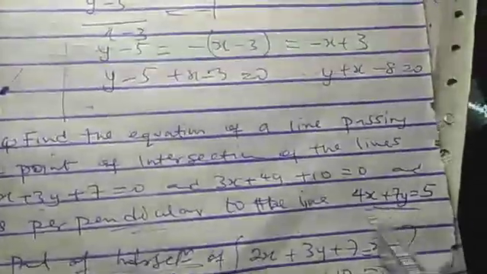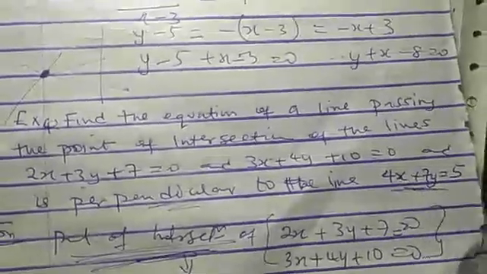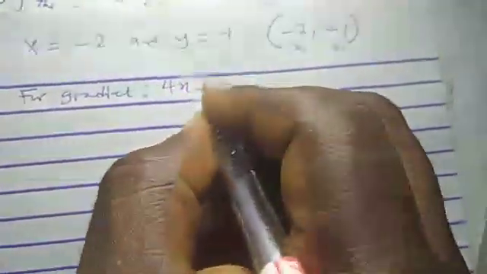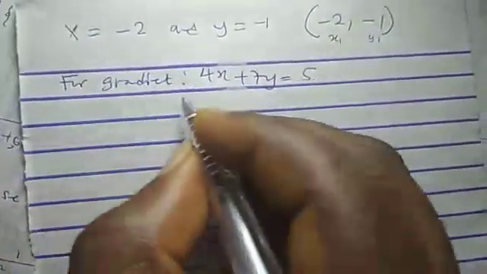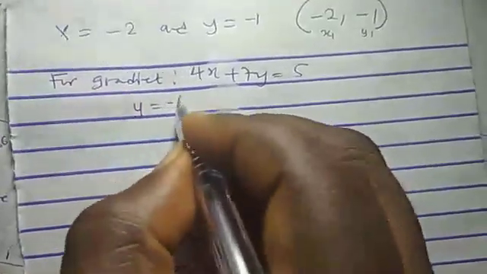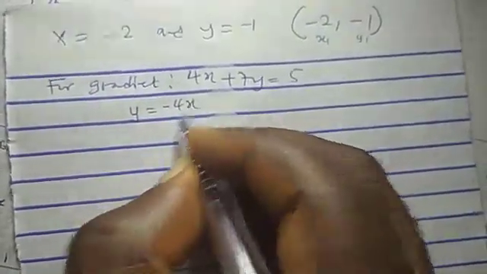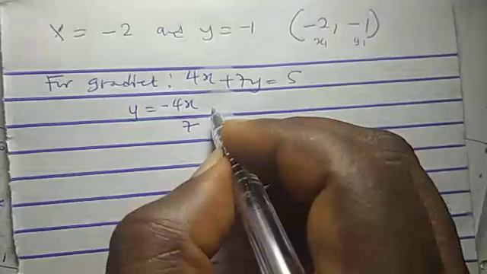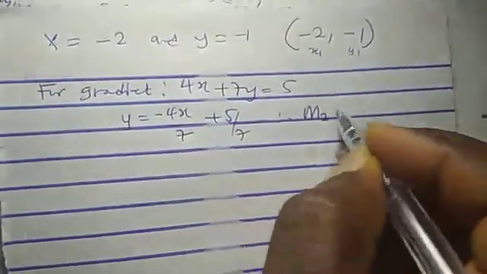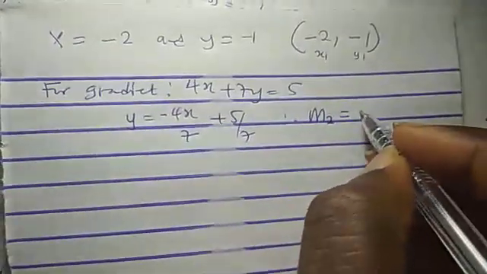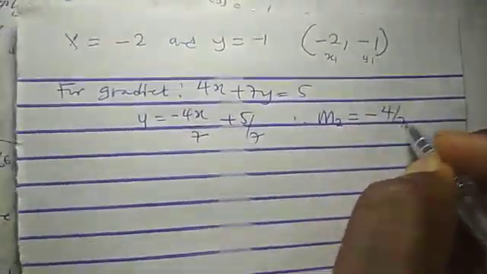we need to know the gradient. We are told that the line is also perpendicular to this. It's perpendicular, so we can get our gradient from that place. That is 4x plus 7y is equal to 5. So we quickly need to make y the subject of the formula. y will be equal to minus 4x over 7 plus 5 over 7. Therefore, let's say our m2 is equal to minus 4 over 7.